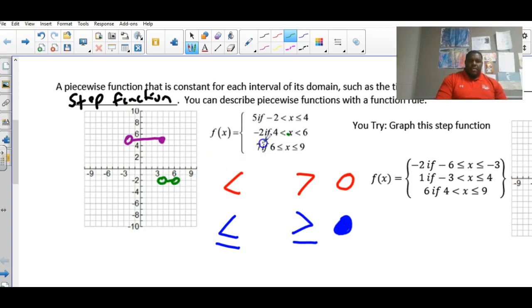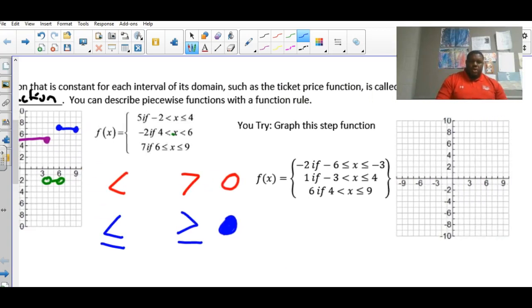And then we go to 7. Our function is 7, and it exists between 6 and 9. See how those are both equal to, so those both will be closed circles. I go up to 7, here's 7, go over to 6, closed circle, then 9, closed circle, and connect those points. 6 to 9.